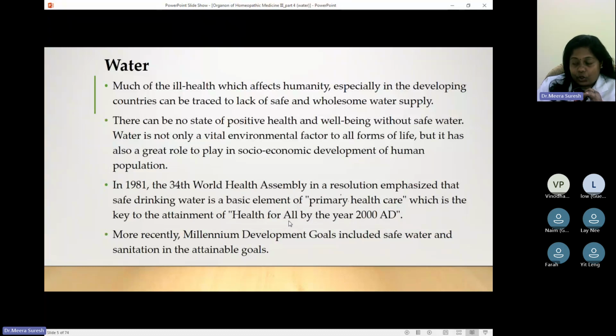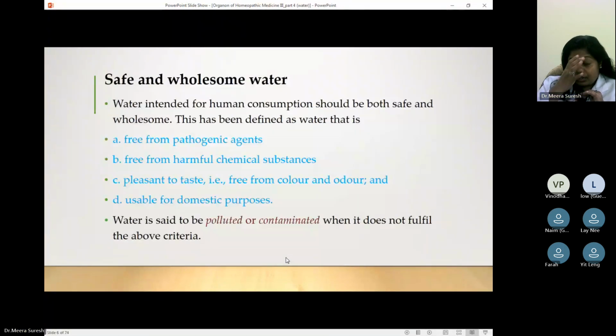This indicates the importance given by WHO and the United Nations to the supply of safe water for health. More recently, the Millennium Development Goals included safe water and sanitation in the attainable goals. And now it is not just the Millennium Development Goals; we have gone through that, and now it is the SDG, or Sustainable Development Goals, that is going on.